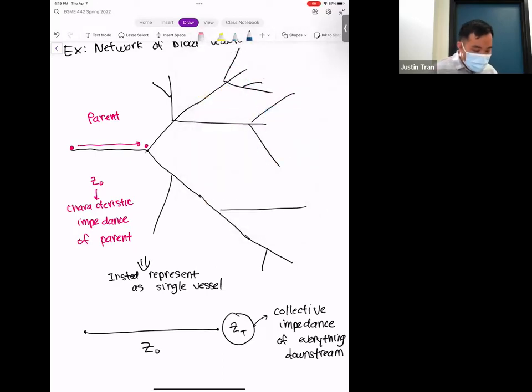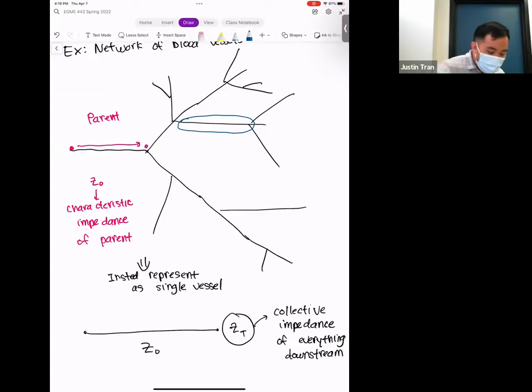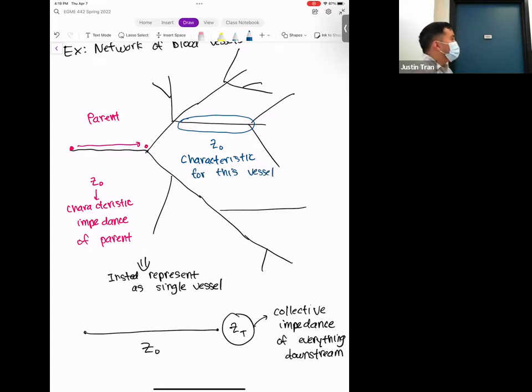And so let's say instead that we're interested in this vessel right here. And so this vessel, of course, has its own characteristic impedance. Right? Okay. And of course, these vessels are going to split off into two more, right?